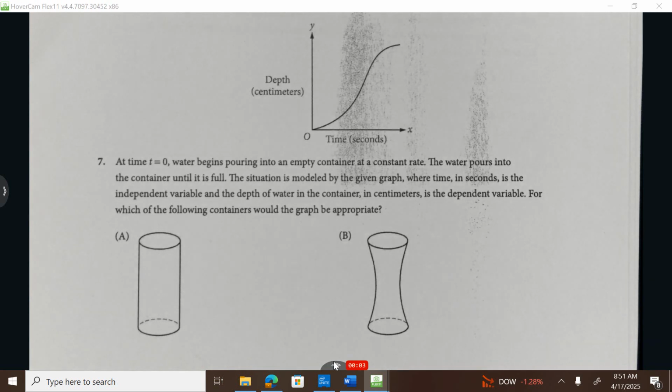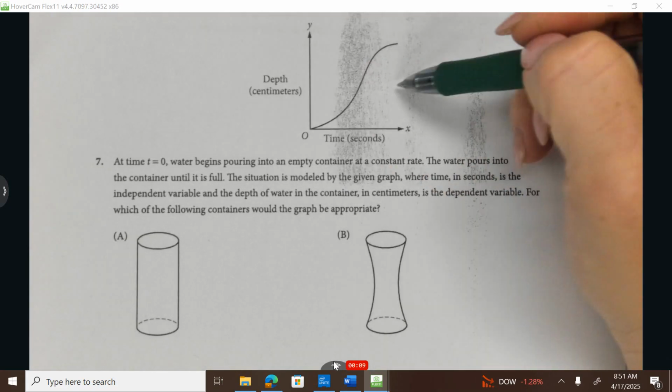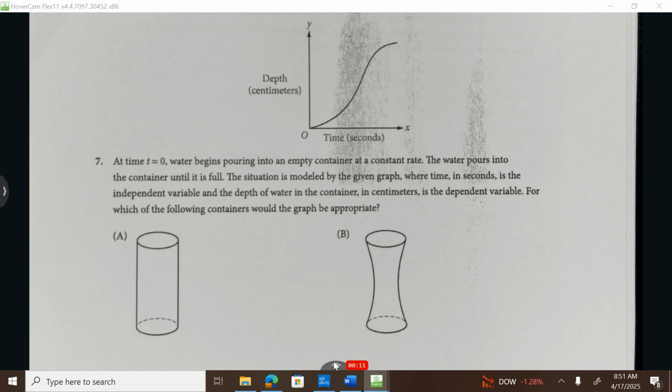Okay, so for this problem, we're just going to try A, B, C, and D until we find one that correctly models what we see up above. Now up above it says that at t equals 0, the water begins pouring into an empty container. The container is either option A, B, C, or D. And the water pours into the container until it's full at a constant rate.